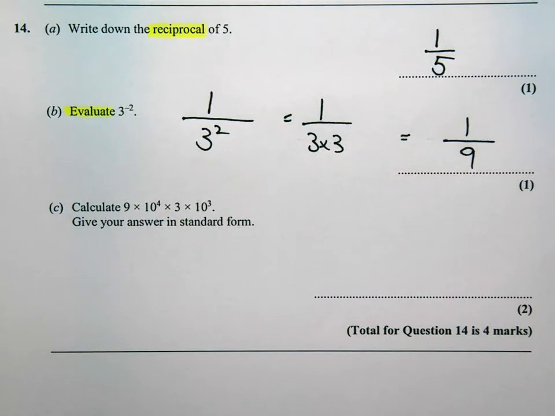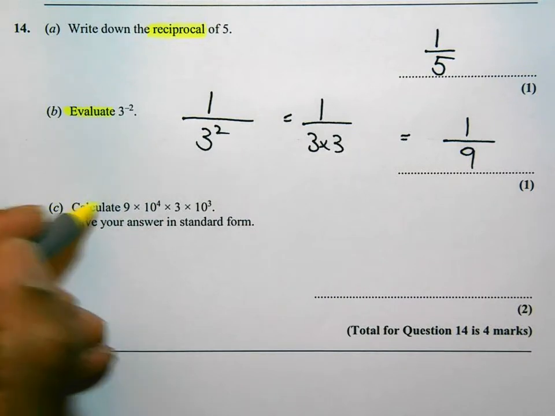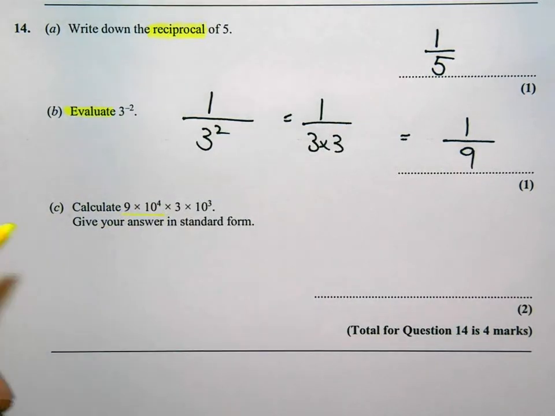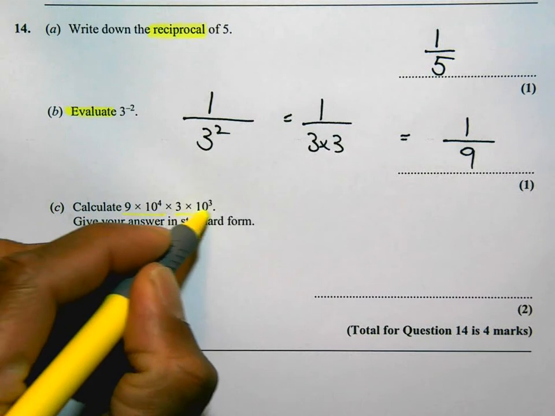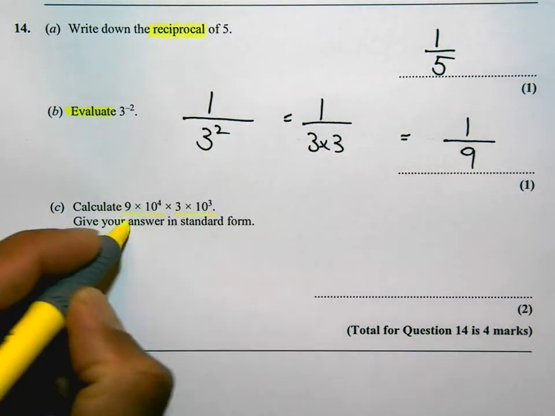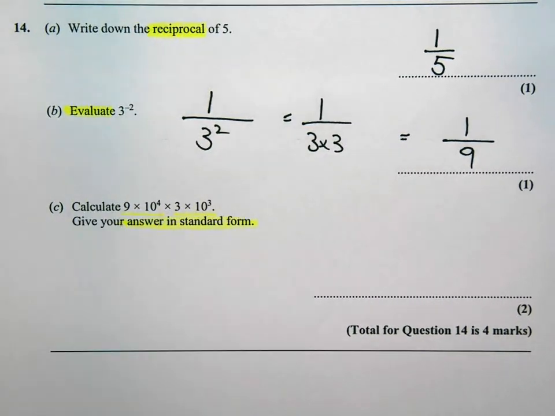Then we get to part C. Part C now says calculate. I need to do some workings out, and I have two numbers in standard form. I have 9 times 10 to the power of 4 and 3 times 10 to the power of 3. And they want us to give the answer in standard form. So these two numbers are provided to us in standard form, and they want us to give the answer back in standard form.